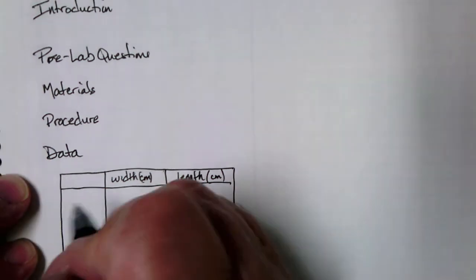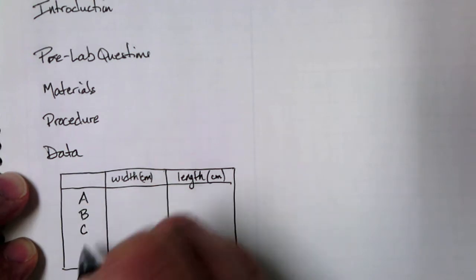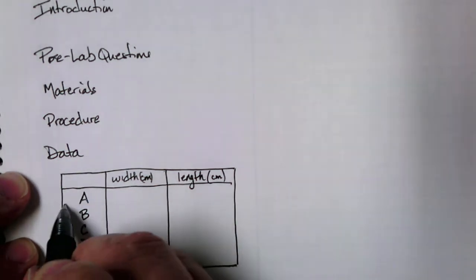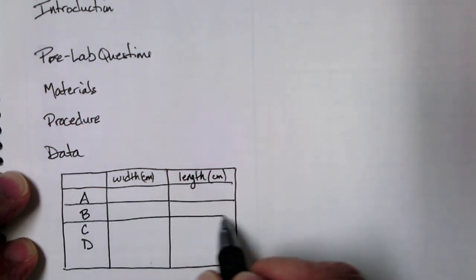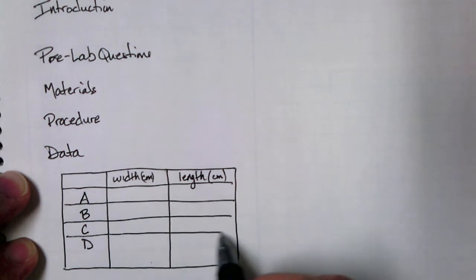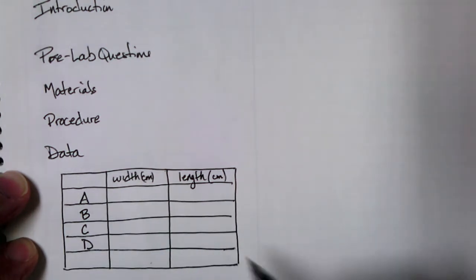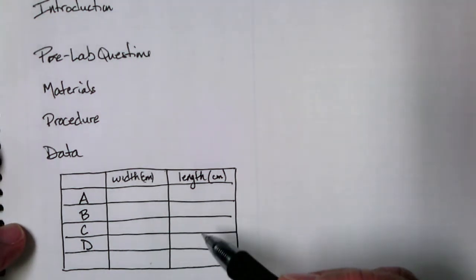Now let's say we're going to do several different objects. So we're going to do object A, object B, object C, and object D. All right, and we'll go ahead and draw our line straight across like that. And I'm just doing this freehand. A straight edge would probably make it go a little bit better. And this is where you would record your information.